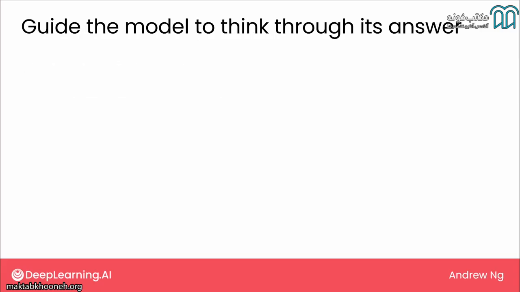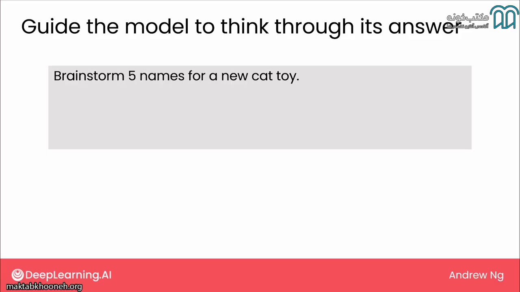Second tip is to guide the model to think through its answer. So if you were to tell it, brainstorm 5 names for a new cat toy, it actually could do pretty well. But if, say, you have in mind, you want a rhyming cat toy name with a relevant emoji, this is what I might try.